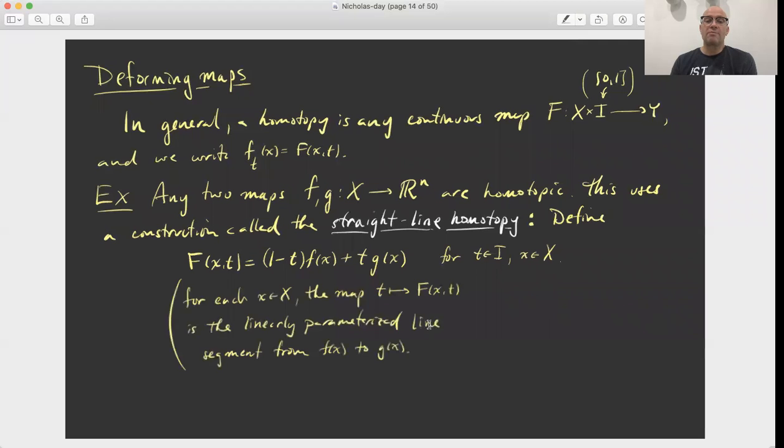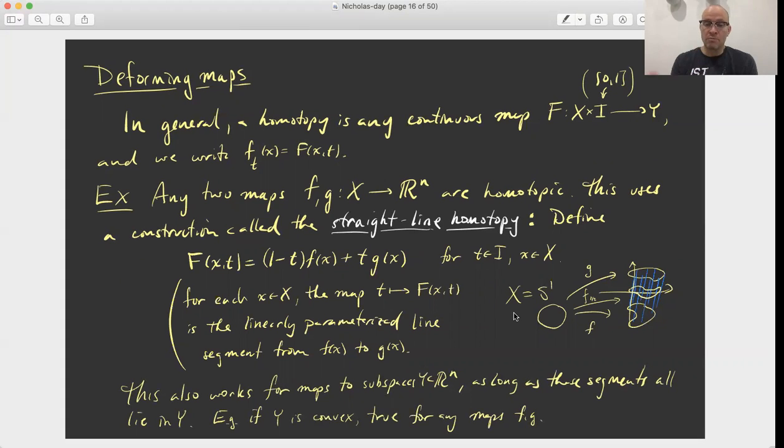And what is this map really doing? If you think about, for each fixed x, the map as a function of t, so t maps to F of (x,t), that's just the line segment from f of x to g of x. So maybe a little picture. Here are two maps f and g into R^2, they map the circle into R^2. And then if we think about this one parameter family of maps, f sub t, interpolating between f and g, what we're doing is sliding the map f along the straight line segments to the map g.